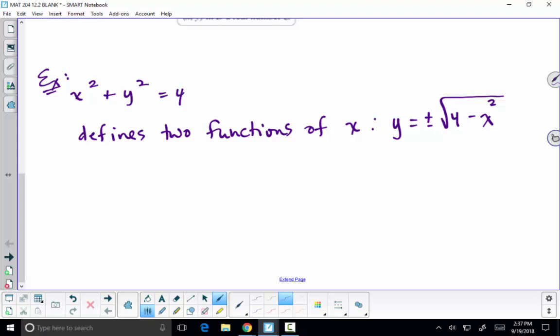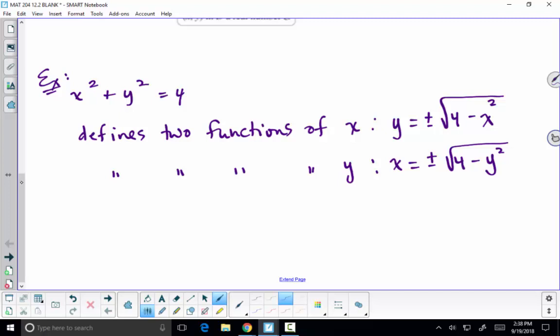So inside of this relation, there are two implicit functions of x. It also defines two functions of y. You could also do this. There's two implicit functions of y as well. Okay, so that's kind of the idea.